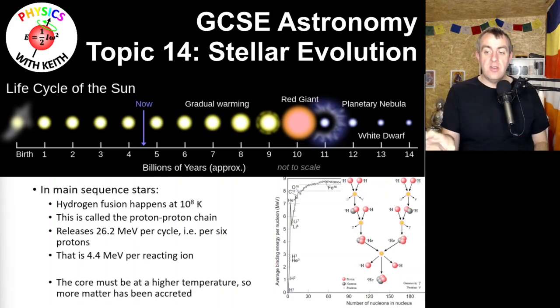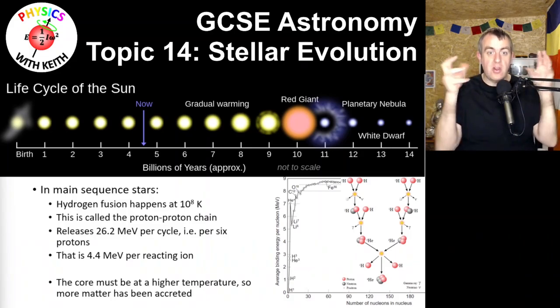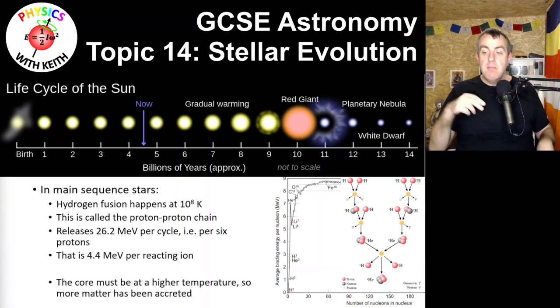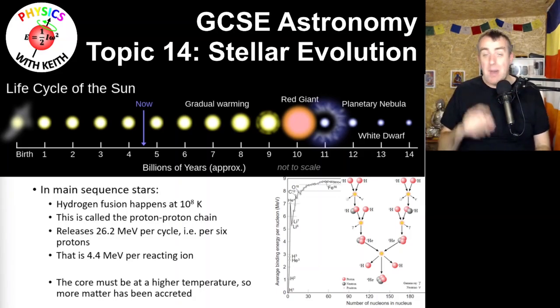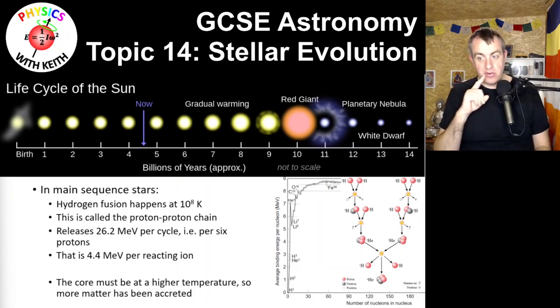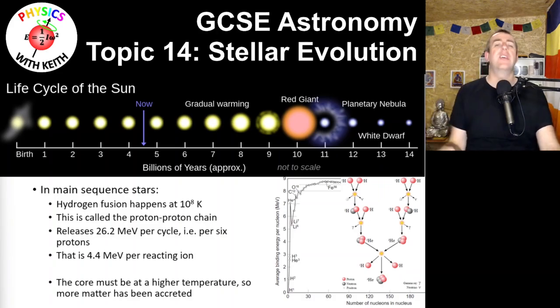You need hundreds of millions of Kelvin, hundreds of millions of degrees Celsius, 10 to the 8 Kelvin, in order to get hydrogen, that's just 2 protons, to fuse together. Much higher temperatures. But you get much more energy out, which means the heating effect is far greater. Yeah, you're getting 4.4 mega electron volts per reacting ion. And we know this because we've done experiments. We know this stuff. You need a higher temperature to get this sort of fusion to happen. But when it happens, it releases more energy.